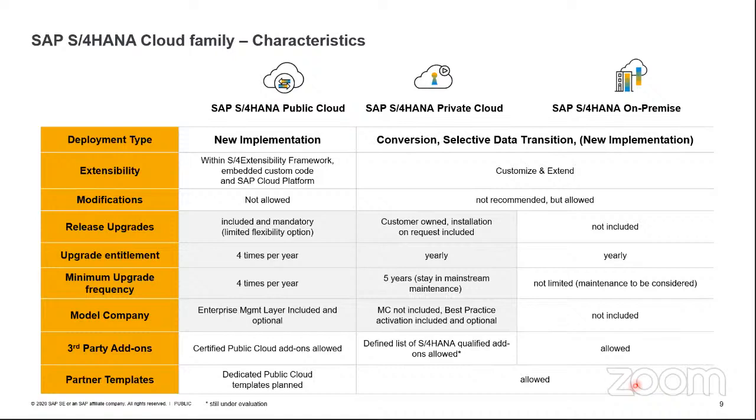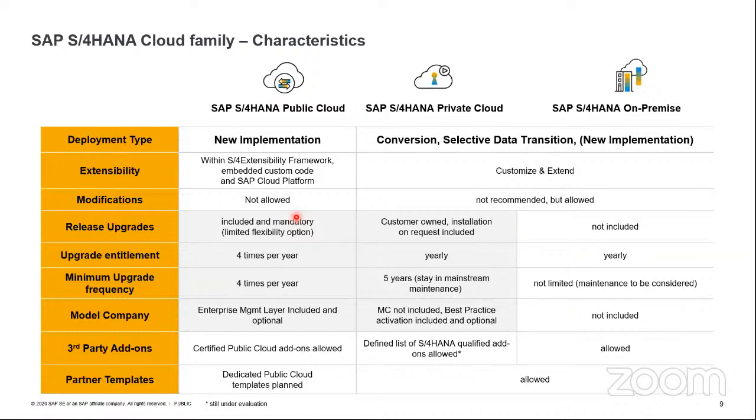The release upgrades are included with the contract in SAP public cloud. We have already seen the release cycles. It's around 4 every year. So 4 times upgrades are possible, and customers are entitled for that. For the private cloud offering, again, it is yearly. Upgrades would be released yearly, and customers can upgrade their systems.